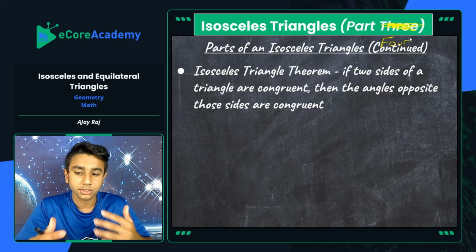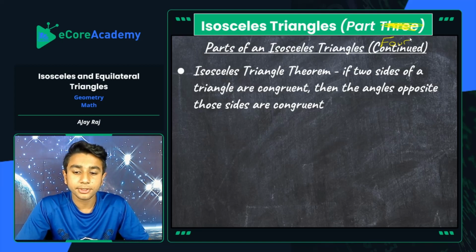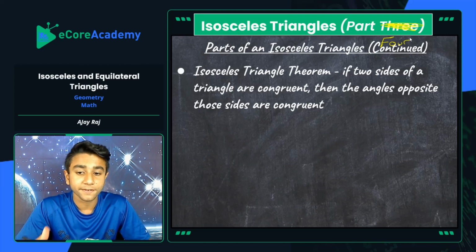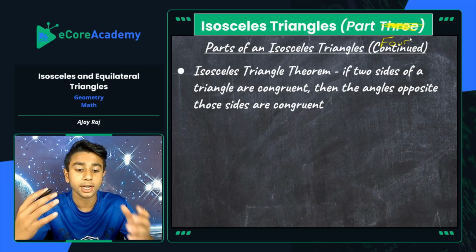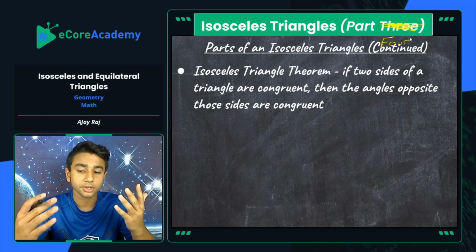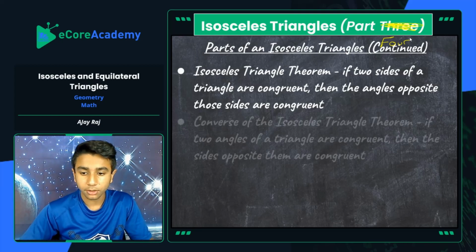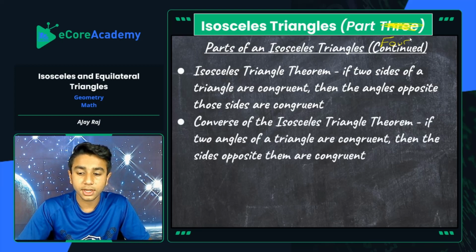The isosceles triangle theorem states that if two sides of a triangle are congruent, then the angles opposite those sides are congruent. All it's saying is, if an isosceles triangle has two sides that are congruent, the base angles will also be congruent. And the converse of the isosceles triangle theorem states that if two angles of a triangle are congruent, meaning you have two equivalent angles, then the sides opposite them are congruent, making that triangle an isosceles triangle.